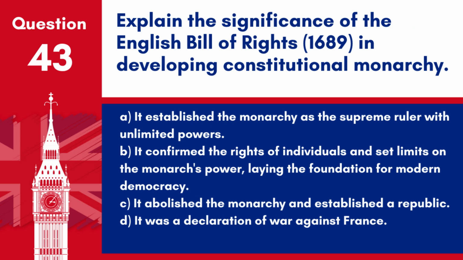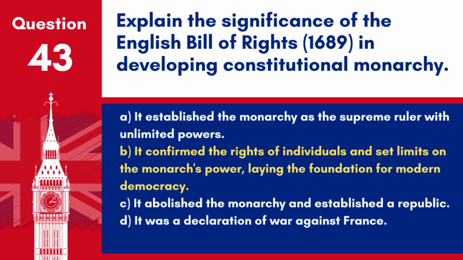Question 43. Explain the significance of the English Bill of Rights, 1689, in developing constitutional monarchy. A. It established the monarchy as the supreme ruler with unlimited powers. B. It confirmed the rights of individuals and set limits on the monarch's power, laying the foundation for modern democracy. C. It abolished the monarchy and established a republic. D. It was a declaration of war against France.